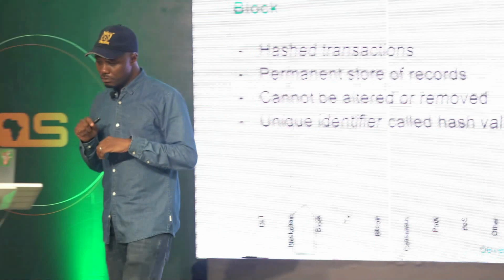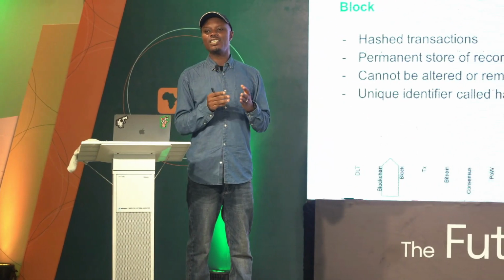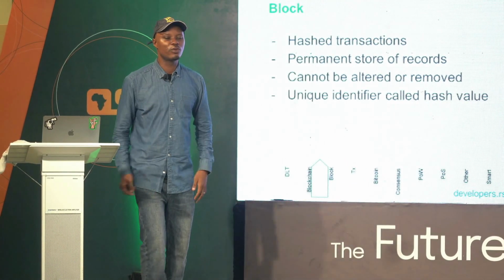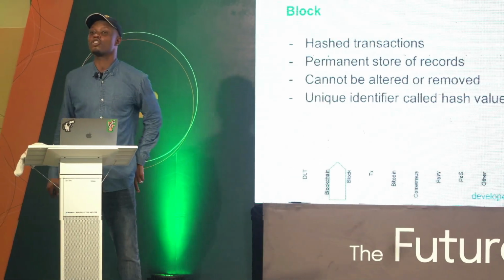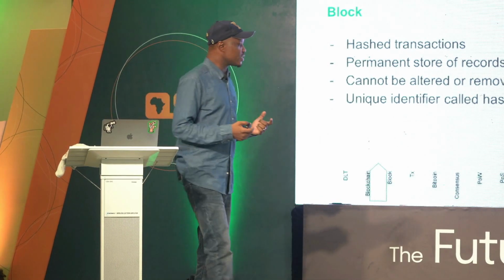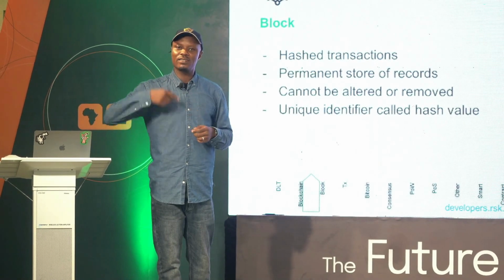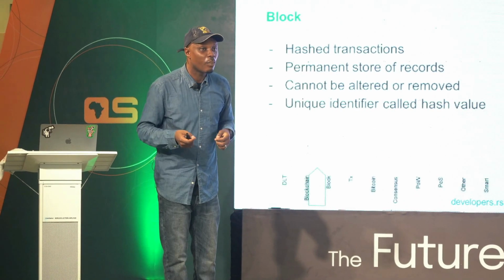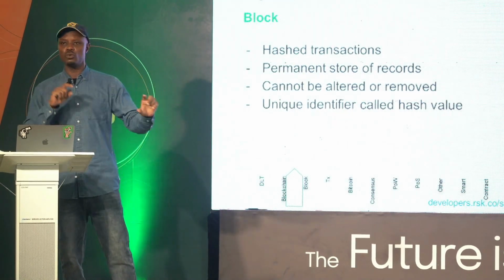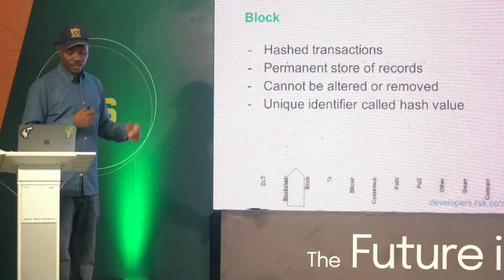You can compare this to singly linked lists. Those people who do data structures and algorithms, you should know singly linked lists. The only difference is that hashes replace pointers. In singly linked lists, you have pointers connecting nodes. So also in the blockchain, you have hashes.